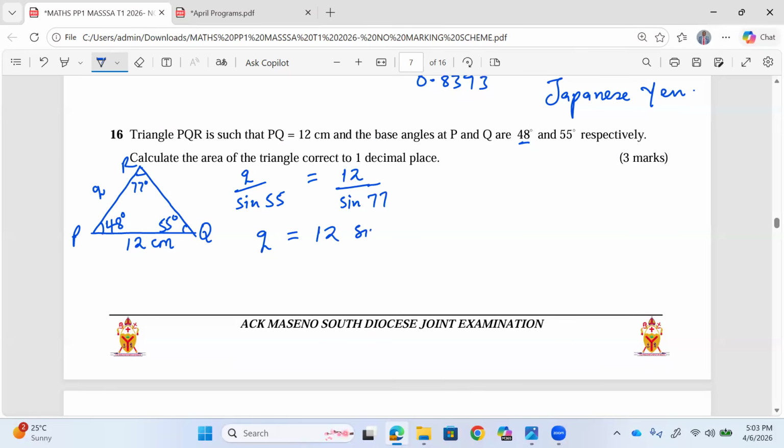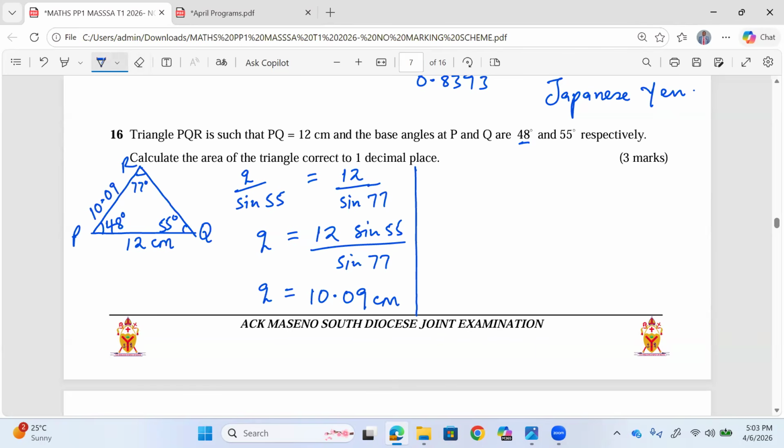So q equals 12 sine 55 over sine 77. This gives us exactly 10.09 centimeters. Now with that length, we have two sides and an included angle.